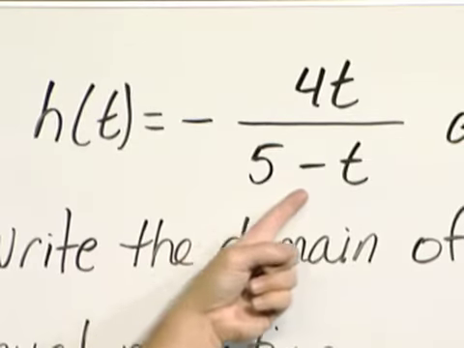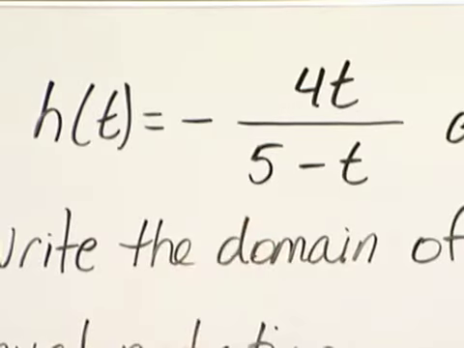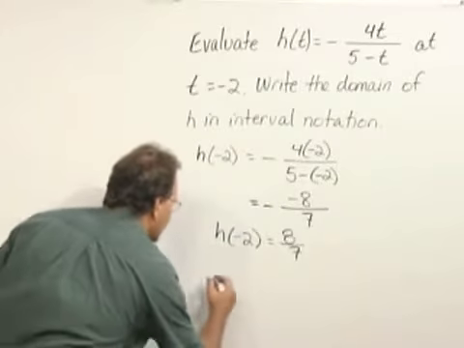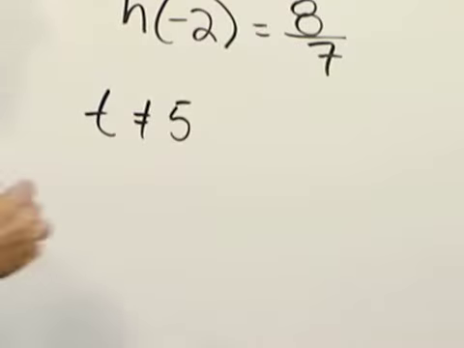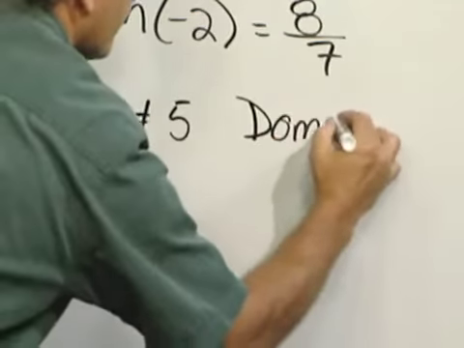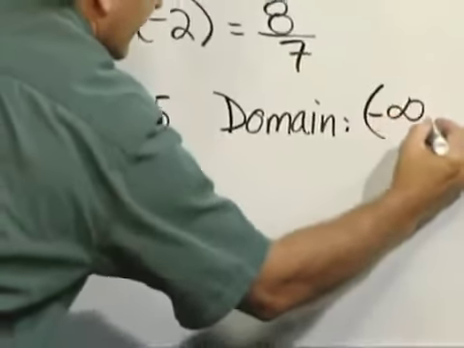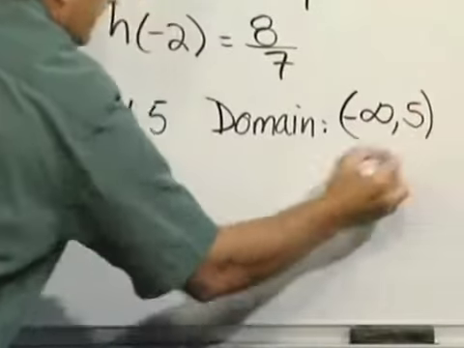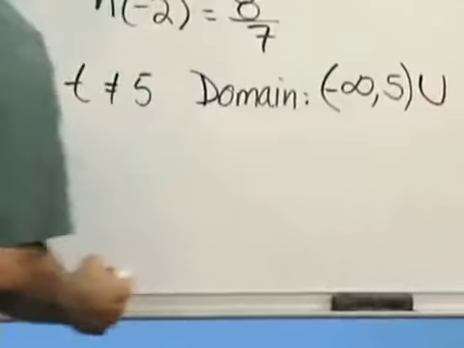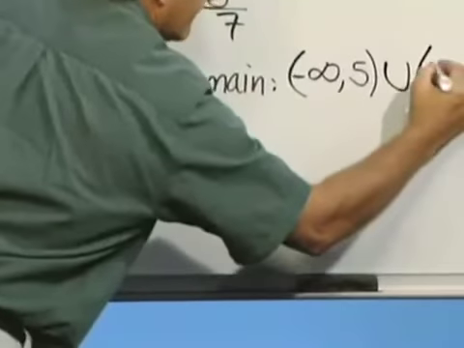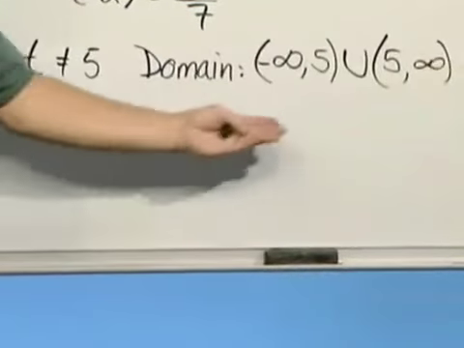So we need to find the values of t that make the denominator 0 and then exclude them from the domain. So the value of t that makes the denominator 0 is 5. So what we would write is that t cannot equal 5. And so then the domain would be starting at negative infinity and going up to 5, not including the 5, and that's union starting again at 5 but not including it and going up to infinity. So that's our domain.